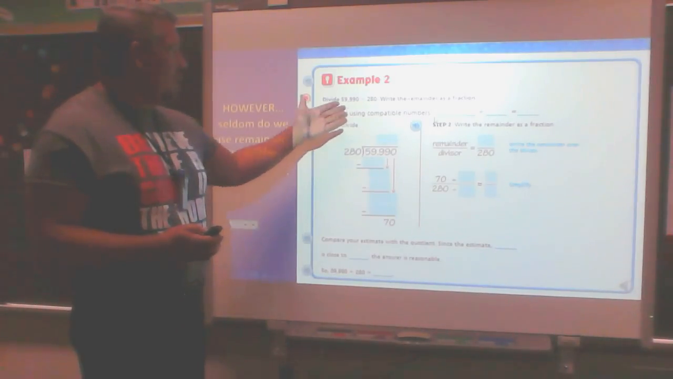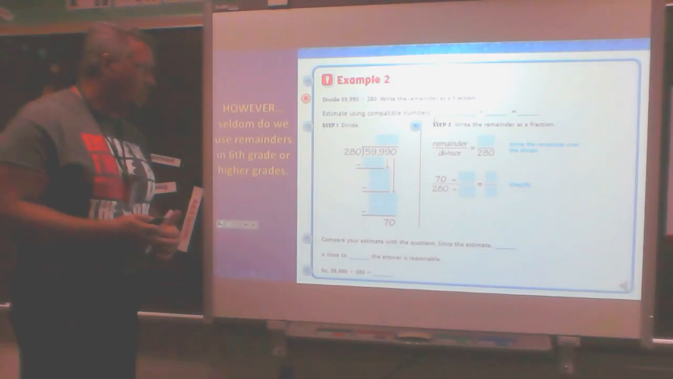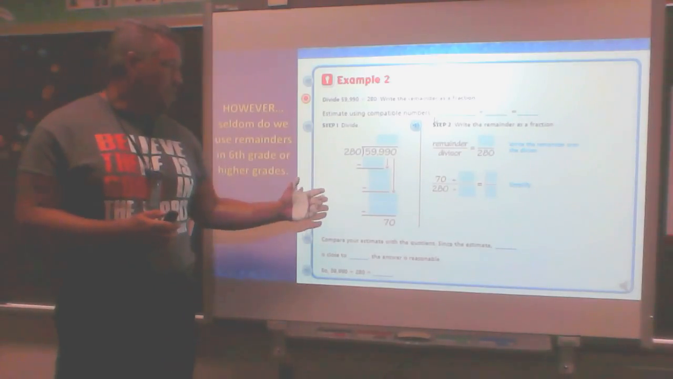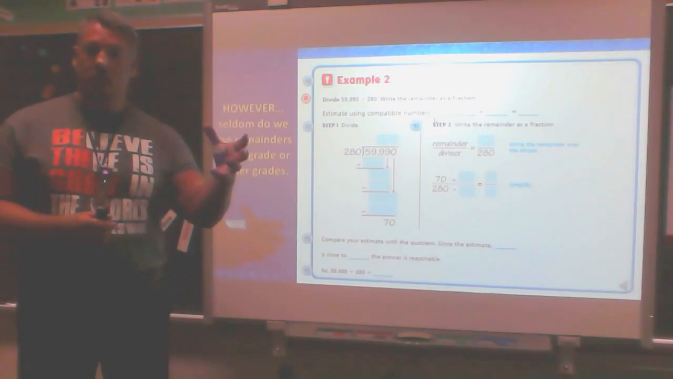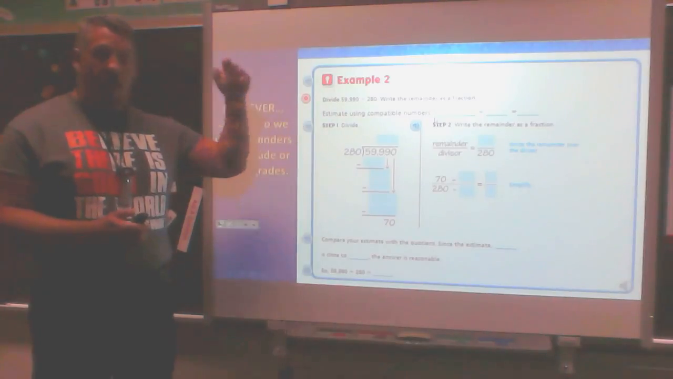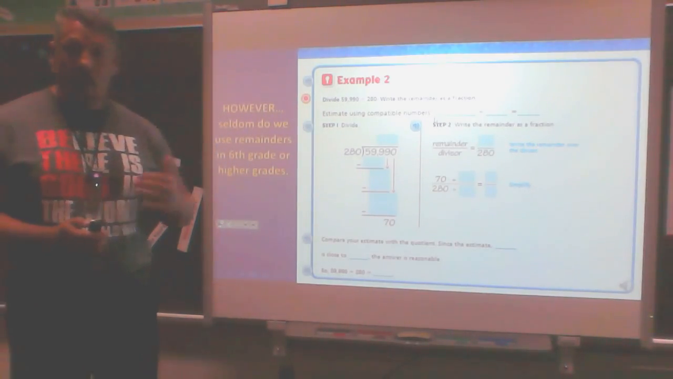This says that we're going to write the remainder as a fraction. So that's the way we're going to set it up. It's going to be a mixed number, because there'll be a whole number and a fraction. Okay? And we're going to take 59,990 and divide by 280.